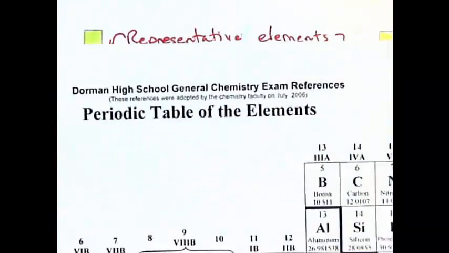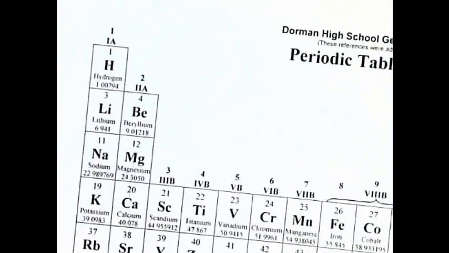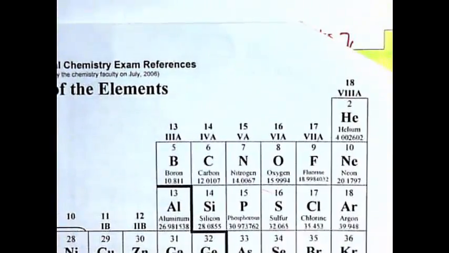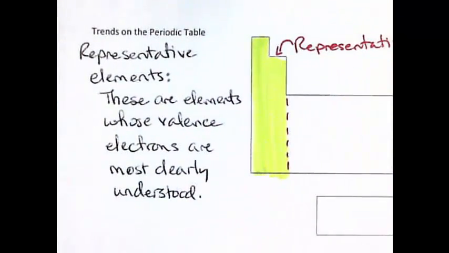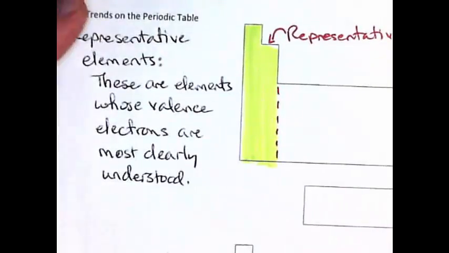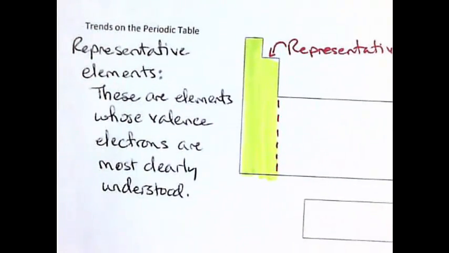So for the elements on the periodic table, it's the first two columns and the last six that are the representative elements. And these are elements whose valence electrons are most clearly understood. That's going to become more and more evident, hopefully, as we go along in this unit and the next one, the one that follows that.